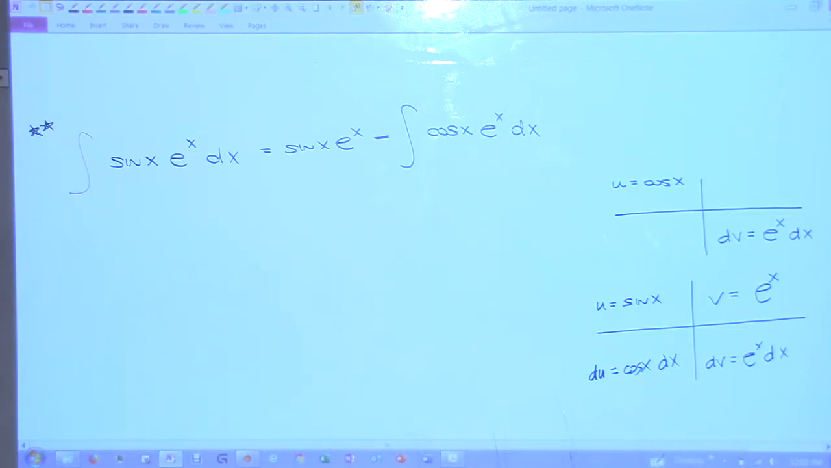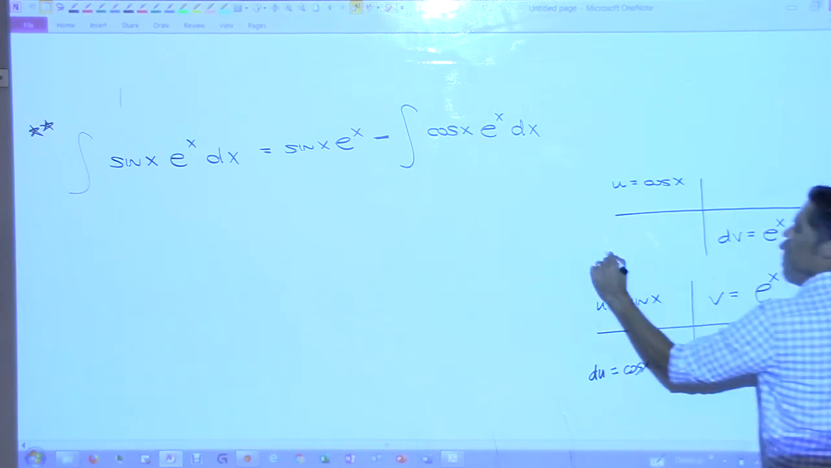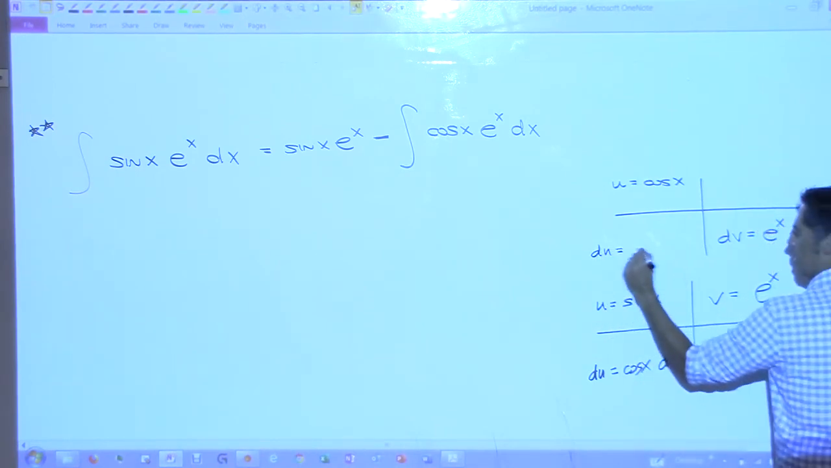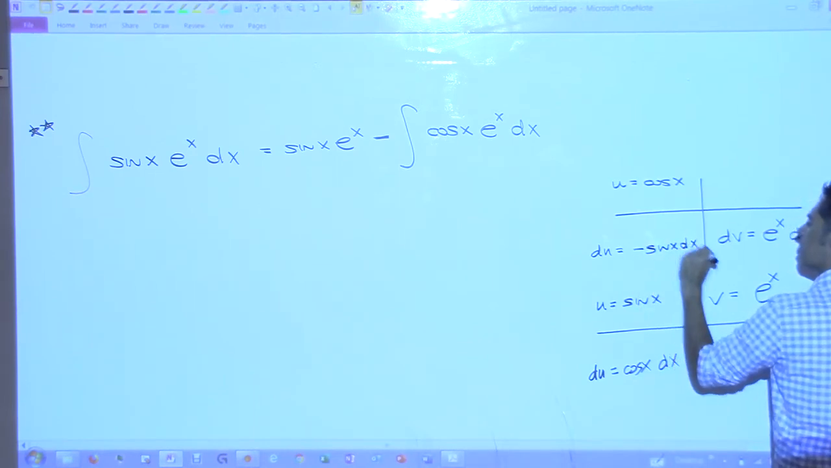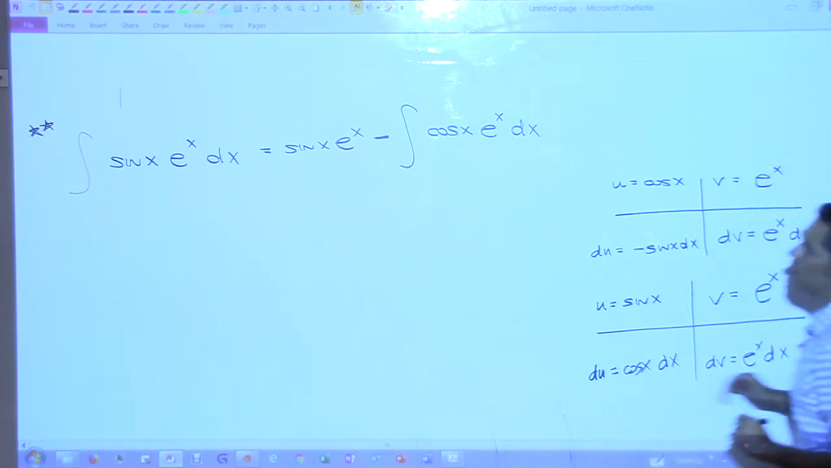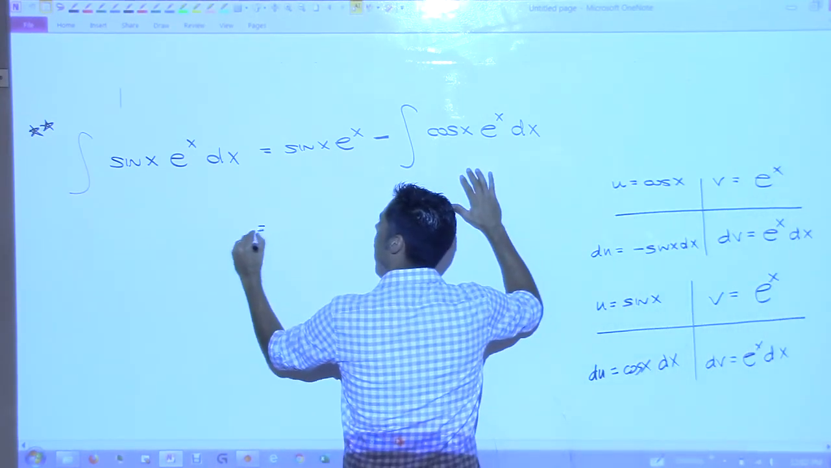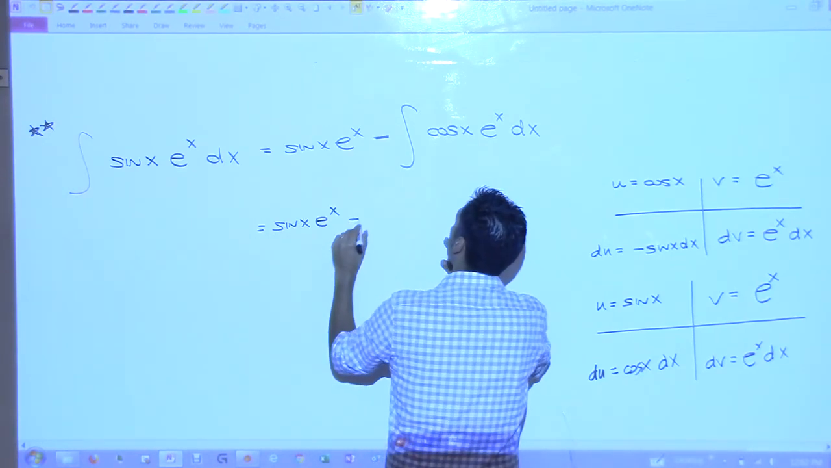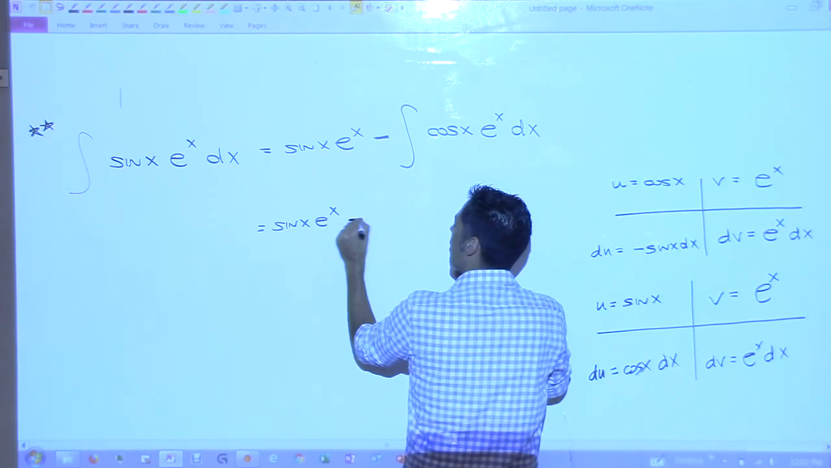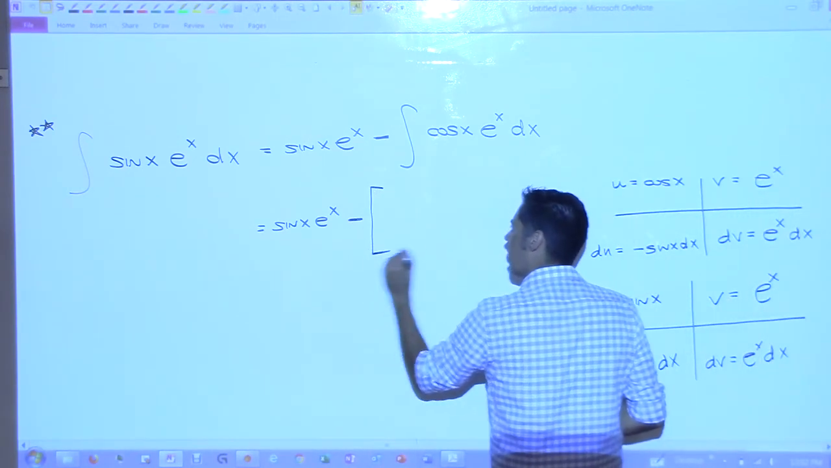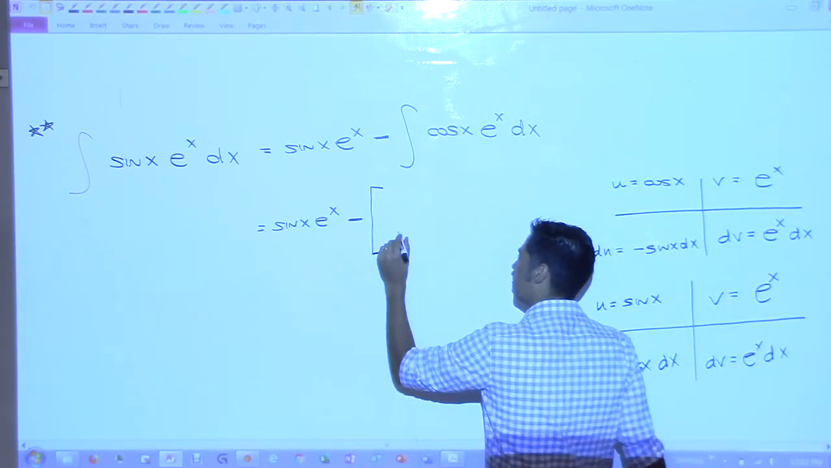Okay. Finish the table out for me here. Negative sine of x dx, okay, and then v, e to the x. Okay, so now let's go ahead and go back up here. Equals sine x e to the x minus, okay, so at this point minus, that's where we're going to start doing the u v minus integral of v du, right? So I'm going to put this in brackets.